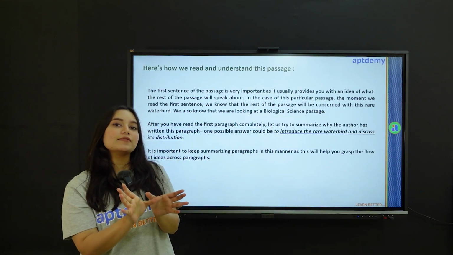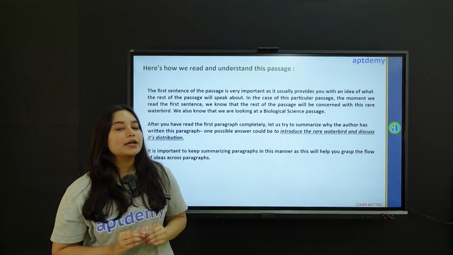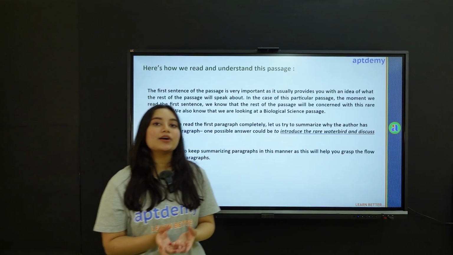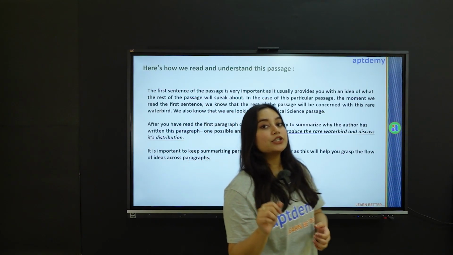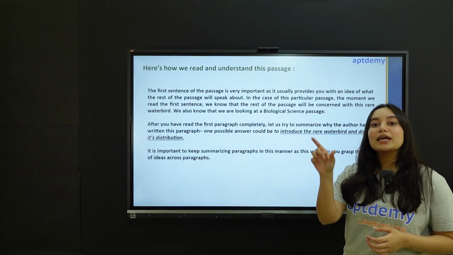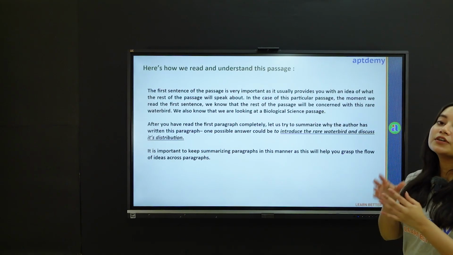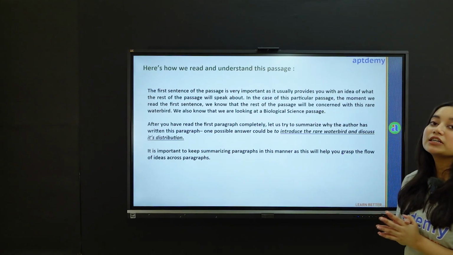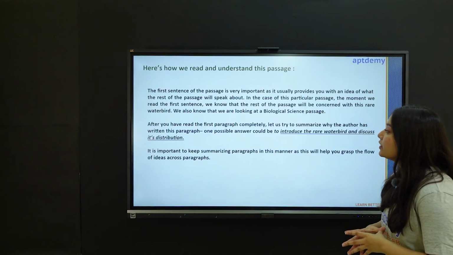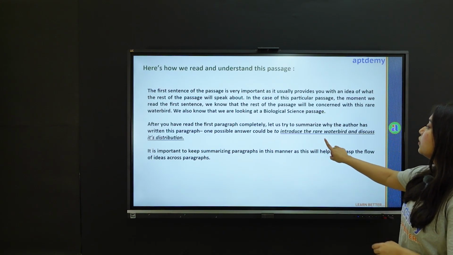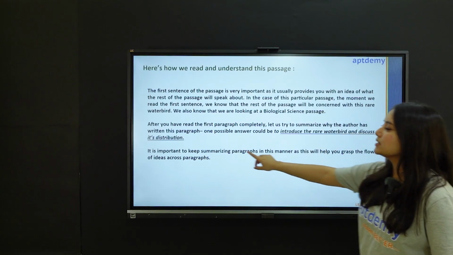Always read the paragraphs and make a summary in your mind. You can also use your pencil to write down the summary of each and every paragraph at the sidebar of the passage. So when we read the first paragraph of the passage, what did we see? That the first paragraph talks about the introduction of the rare water bird and discusses its distribution.